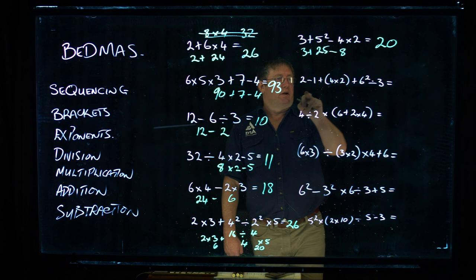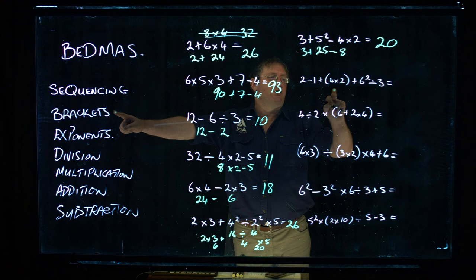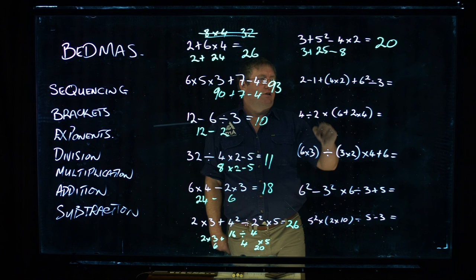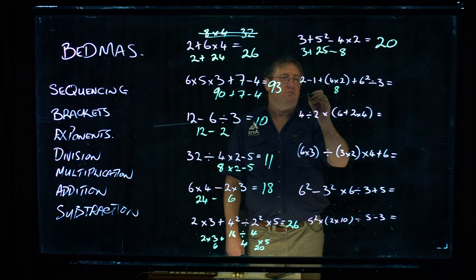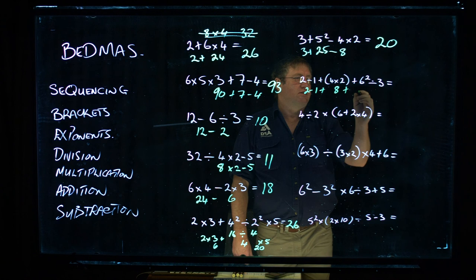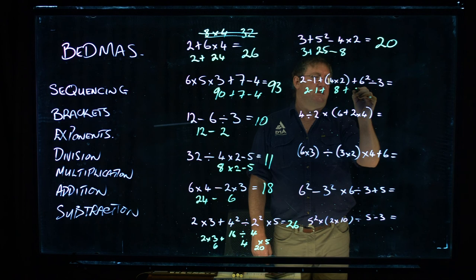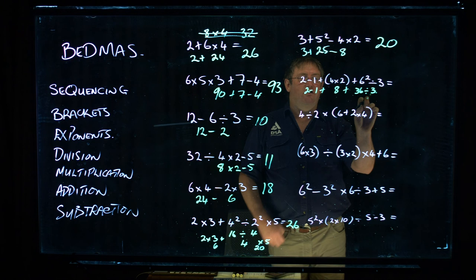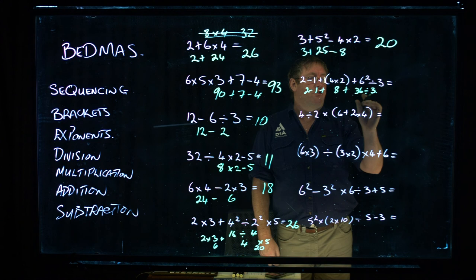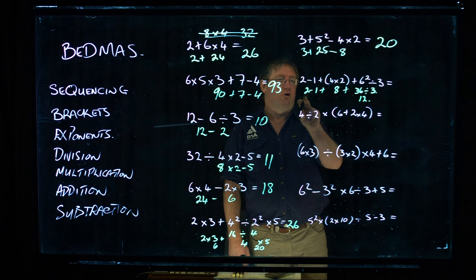This one here, we've got some brackets this time. So brackets come higher up in the ranking, at the top of the chart, so they need to be done before the exponents, before the addition. So what's in the brackets? We've got 4 times 2 is 8. So we've got 2 minus 1 plus 8. And then we've got plus 6 squared is 36. And that is divided by 3. So we need to do our division first because it's above the rest, which are addition and subtraction. So 36 divided by 3 is 12. So once we're at this point, we can work from the left. We've got 2 minus 1 is 1. 1 plus 8 is 9. 9 plus 12 is 21.